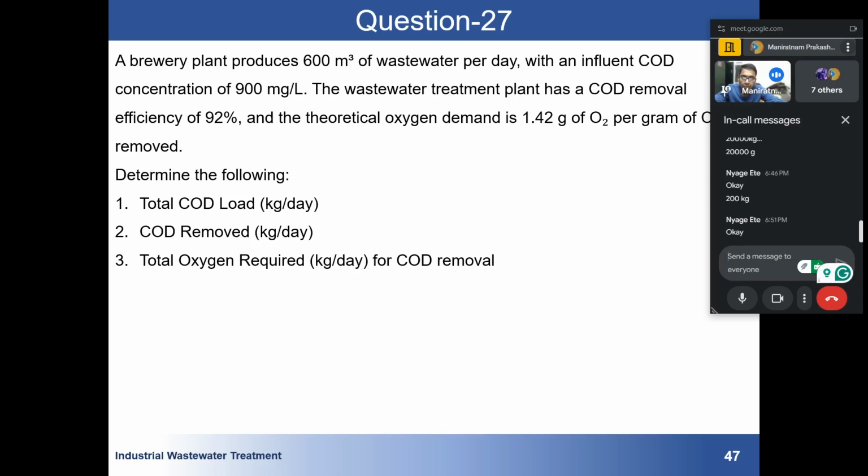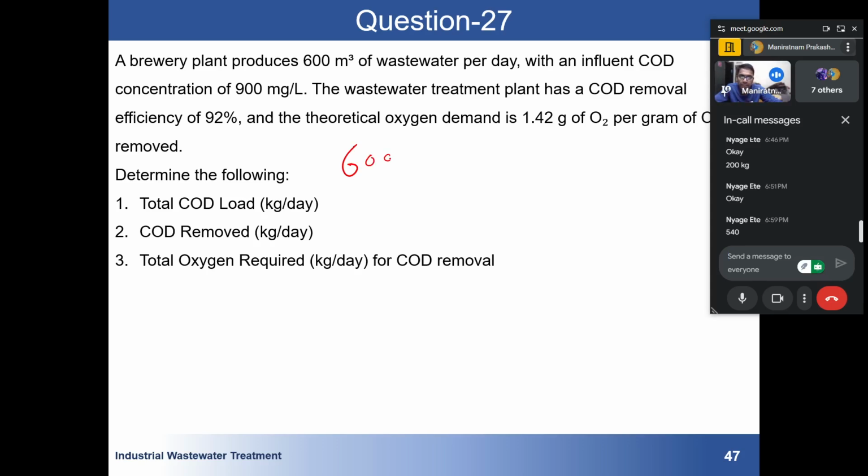Everyone, please solve this question. Has anyone found the answer to the first one? You can write in the chat box. It is very simple. 540. 540 kg per day. Okay, good.